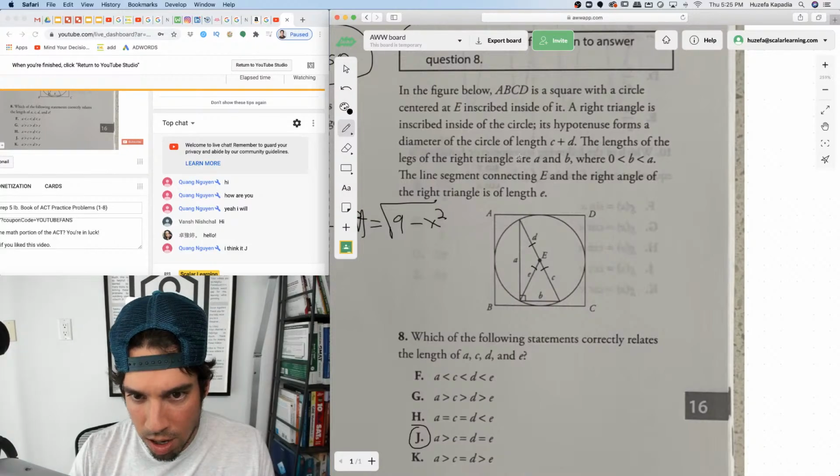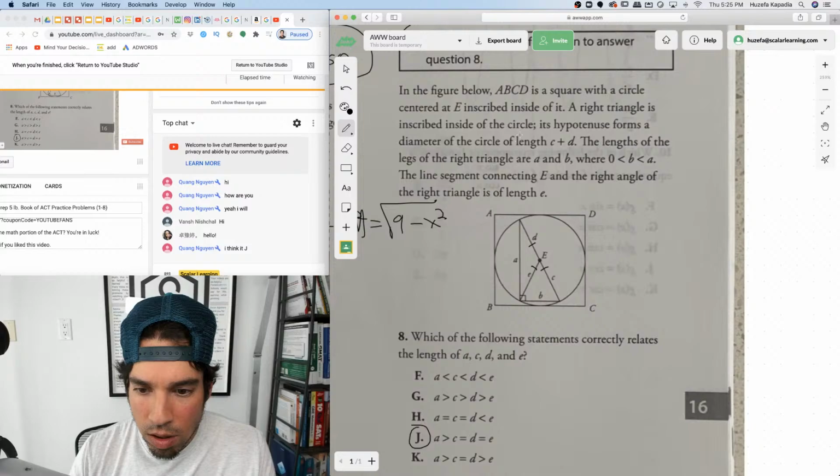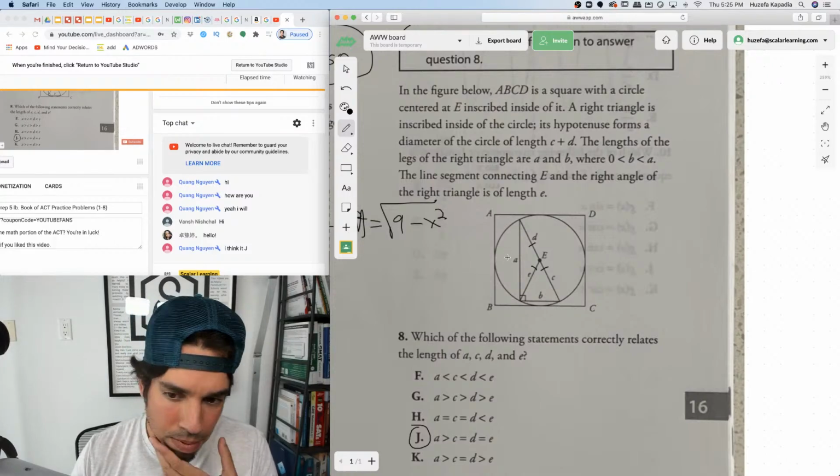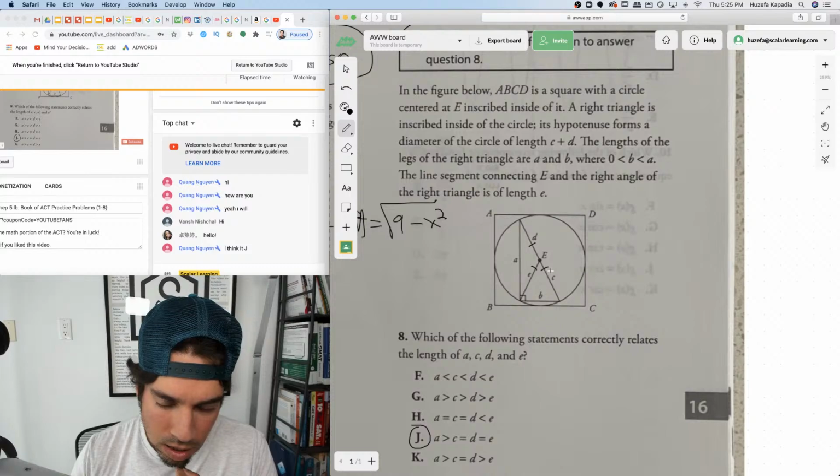Let's just make sure I can definitively state this. A right triangle is inscribed in a circle. Its hypotenuse forms a diameter. So this is one leg, that's a second leg, and that's the hypotenuse, which is the diameter. And then these two are equal.